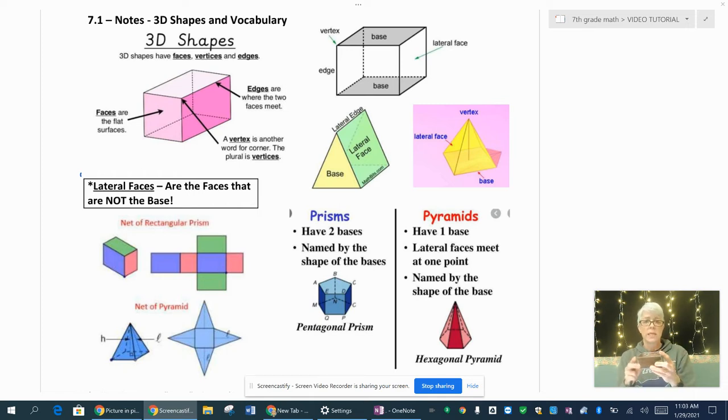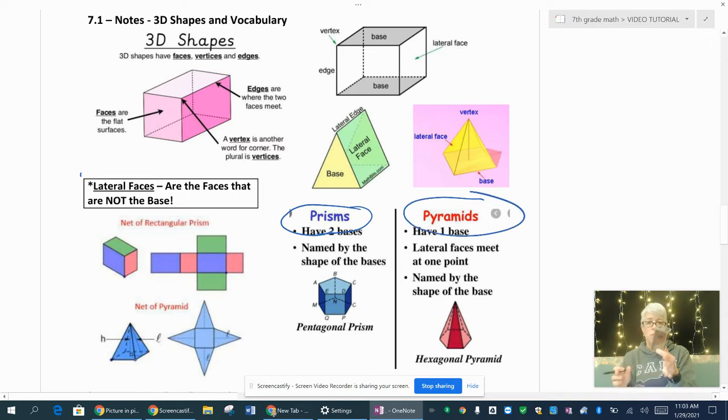So bases are, let me back this up. This is considered a prism, and a prism has 2 bases. So let's look right here. I'm going to write on it so you can see what I'm writing on. There's the word prisms and there's the word pyramids. Those would be the 2 basic shapes. So a prism is going to have 2 bases. Here's a base, here's a base.